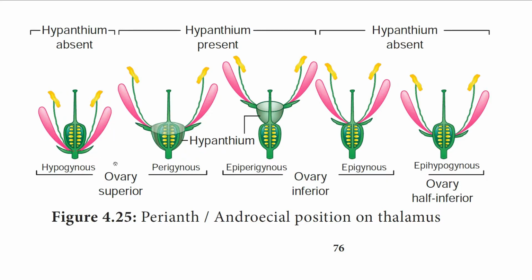By looking at the structure itself, we can understand: when the sepal, petal and the androecium are arising at the base of the ovary, then it is called a superior ovary. When they are attached at the apex region of the ovary, we call it an inferior ovary. When the sepal, petal and androecium are attached to the halfway, the middle of the ovary, then it is said to be a half inferior ovary.